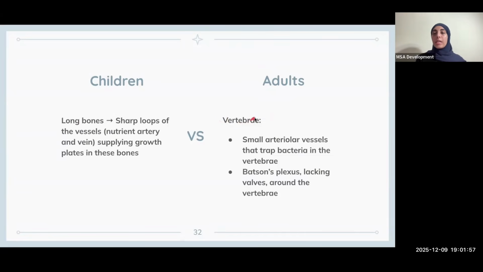And the reason for that is in the vertebra, they have small arteriolar vessels. If you look at a vertebra, you have a lot of spongy area inside. And so you have a lot of arterioles going inside the spongy area, and they're very small, so they can trap bacteria. You also have Batson's plexus, which is basically a plexus of veins that does not have valves. Normally, you know that veins have valves, and the valves prevent blood from going back. So if these veins don't have valves, the blood will just remain in this area. There will be stasis and more likely for them to get infection.